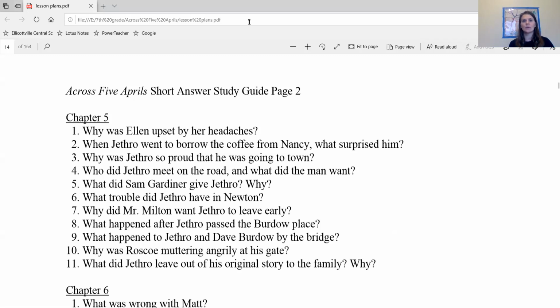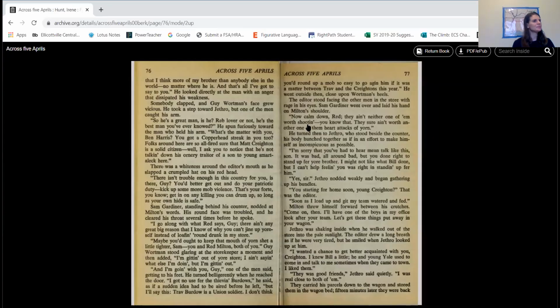All right, we're going to read a little bit more today. Keep going. And we're on page 77, right about here where my cursor is.